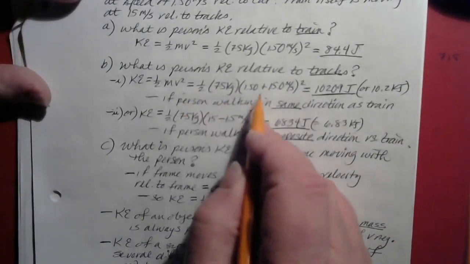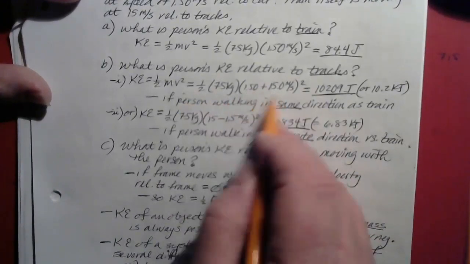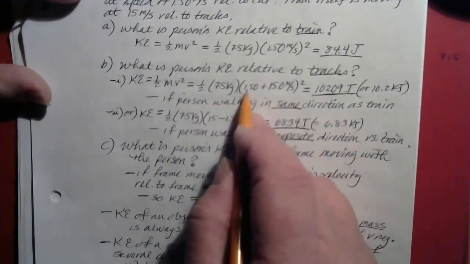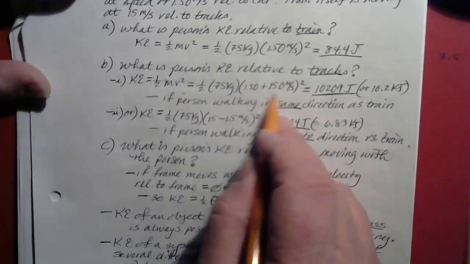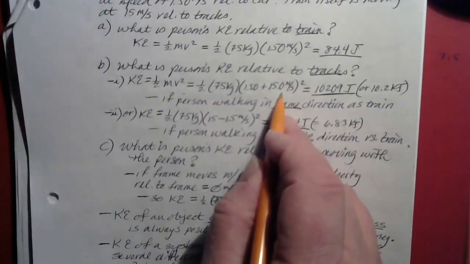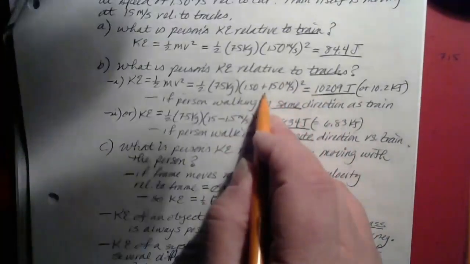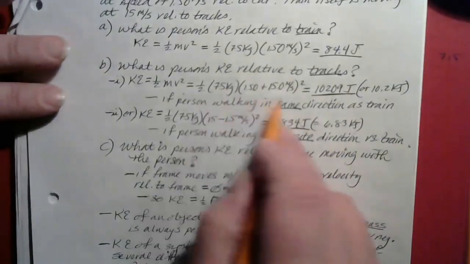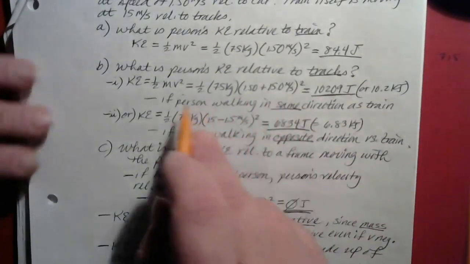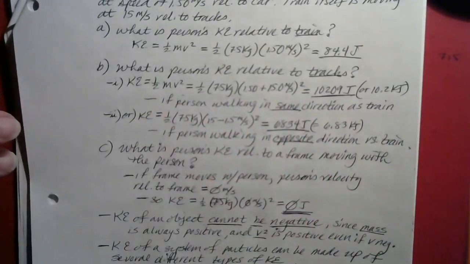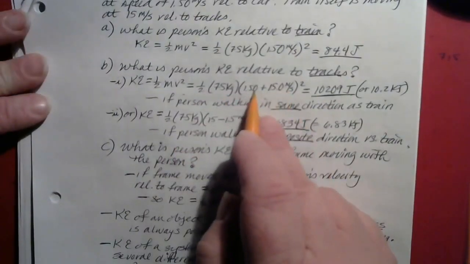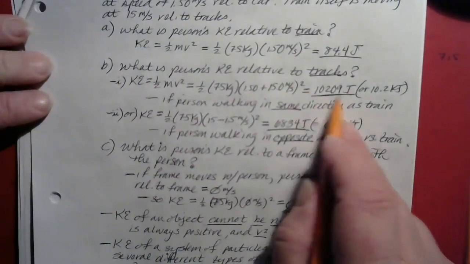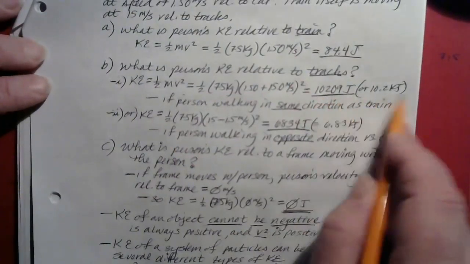One possibility would be the person's walking in the same direction as the train, in which case the person's velocity should be added to the train's velocity, because the train is going 15 meters per second forward and the person is going 1.5 meters per second in addition to that. So relative to the ground, or the tracks in this case, the person's kinetic energy, if they're walking toward the front of the train, would be 1/2 times 75 times (15 plus 1.5) squared, or 10,209 joules, or 10.2 kilojoules.